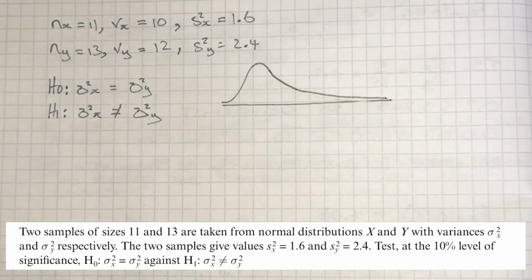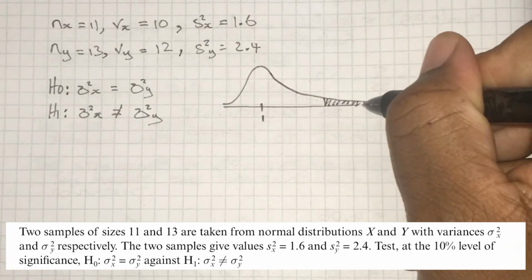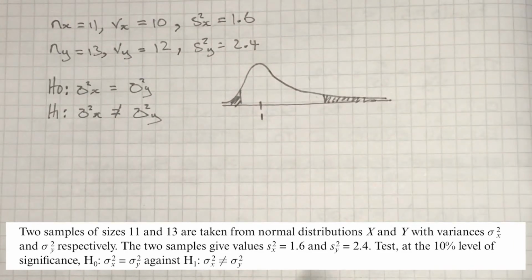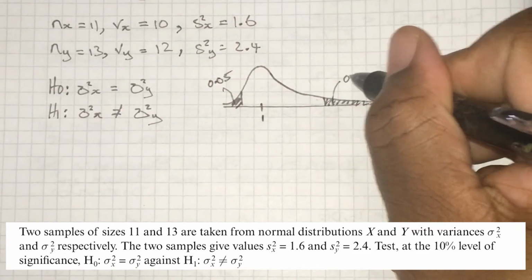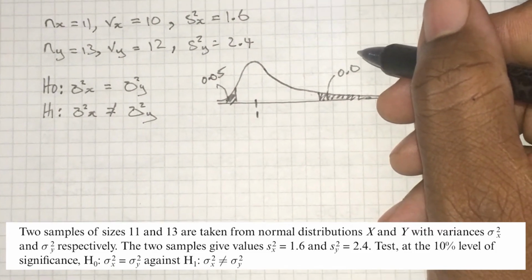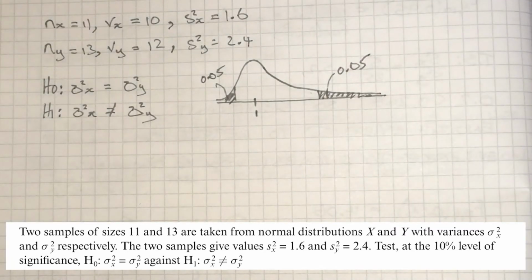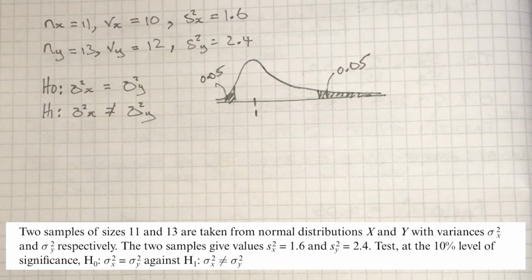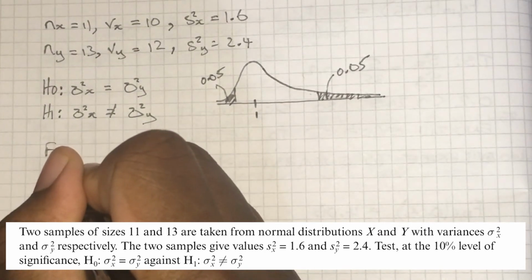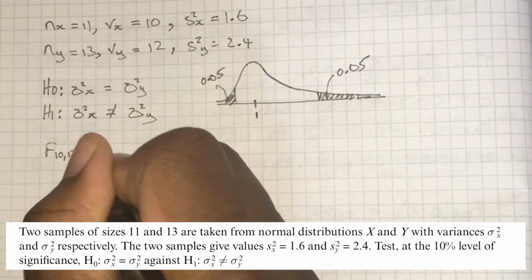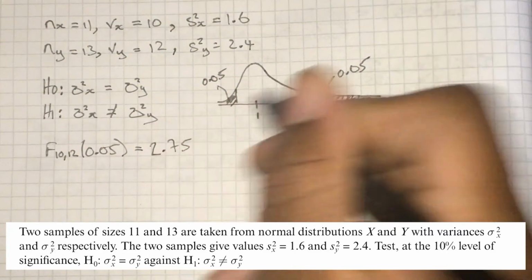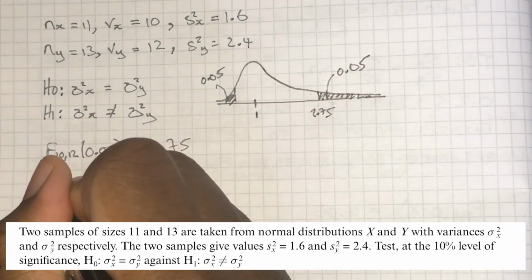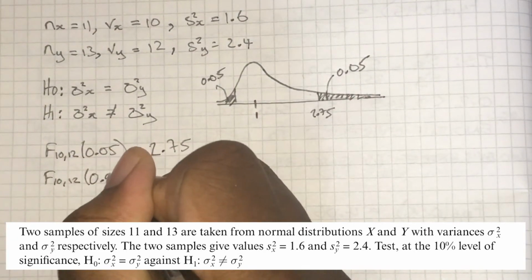Since this is a two-tailed test, just as with all our two-tailed tests, I'm going to represent both of the potential critical regions. So 5% in the right tail, 5% in the left tail. Okay, I'm going to want to find the critical values from here. So let's go ahead and find a value for our degrees of freedom that is exceeded by 5%. We get 2.75.